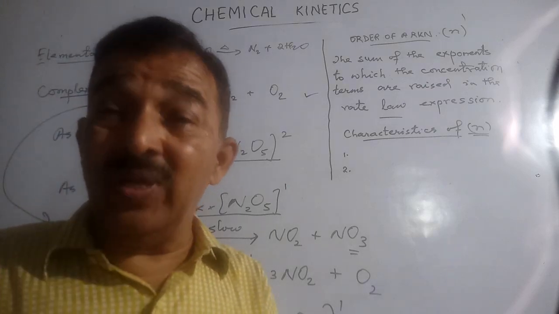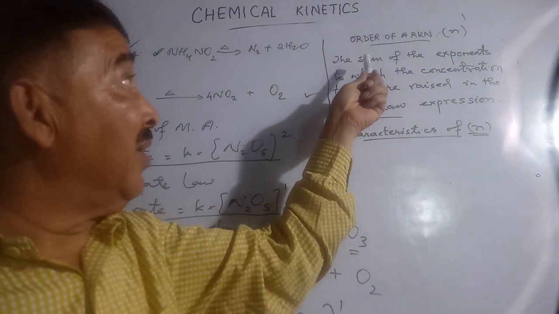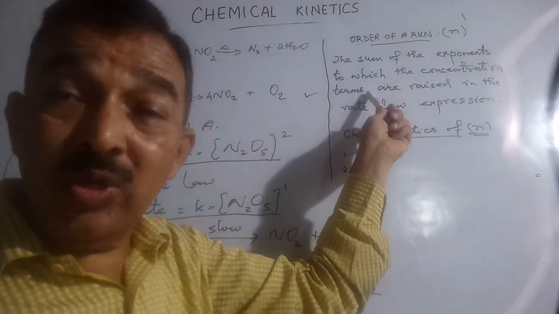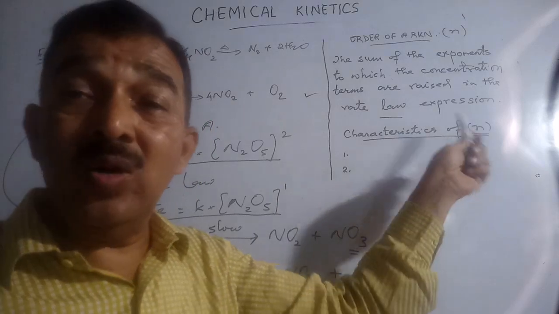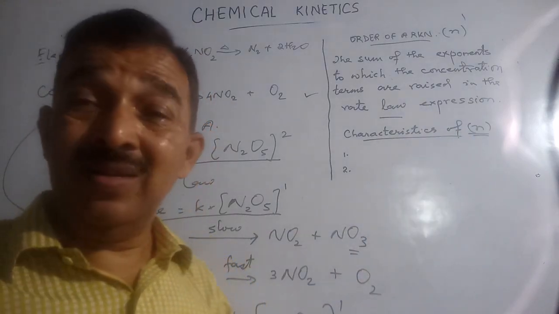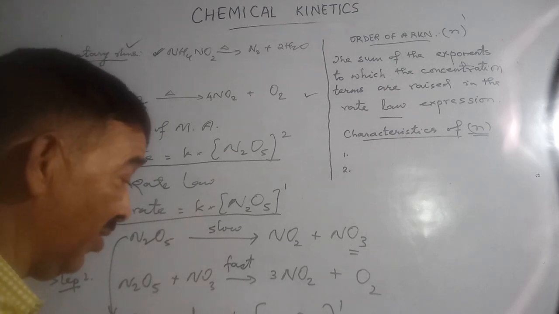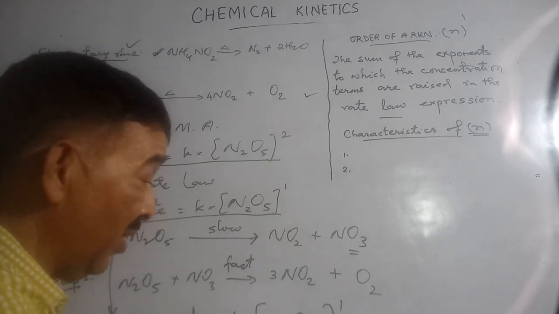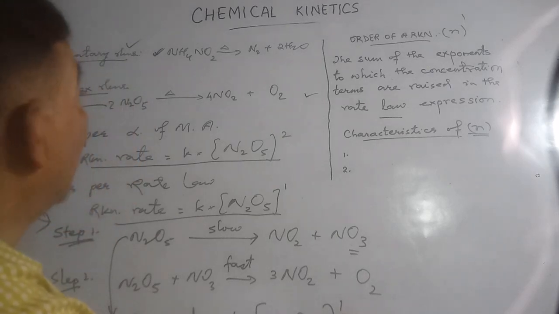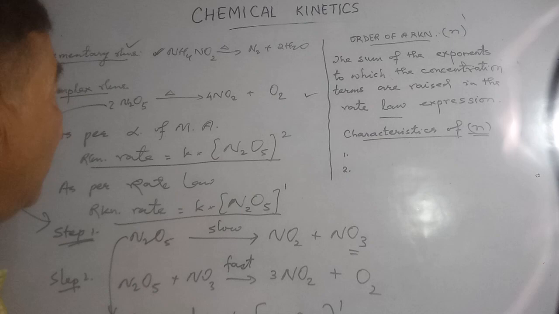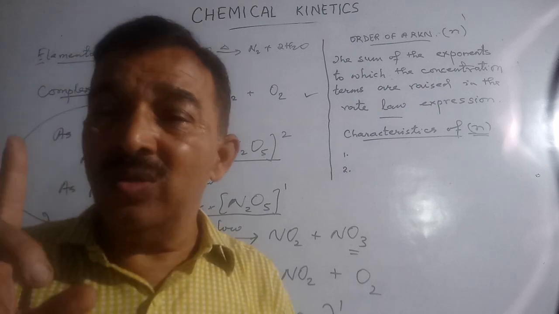Now coming to the definition of order of a reaction. It is defined as the sum of the exponents to which the concentration terms are raised in the rate law expression. Here you can see, as per the rate law, the reaction rate is equal to K into molar concentration of N2O5 to the power 1. So the order of this reaction is 1. Here too, we can see that the order of the reaction is also 1.